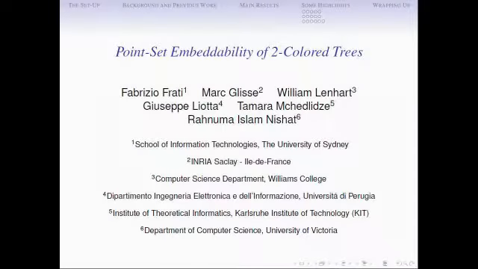Thank you very much. I'll be talking today about some work on colored point sets, to answer Beppe's question. Well poised, since he's one of the co-authors here. This is work with Fabrizio, Mark Glisse, Beppe, Tamara, and Nishat. This work was begun at the most recent INRIA McGill Victoria workshop on problems in computational geometry. So I'd also like to thank Sue Whitesides and Sylvain Lazard for organizing that and inviting us down.